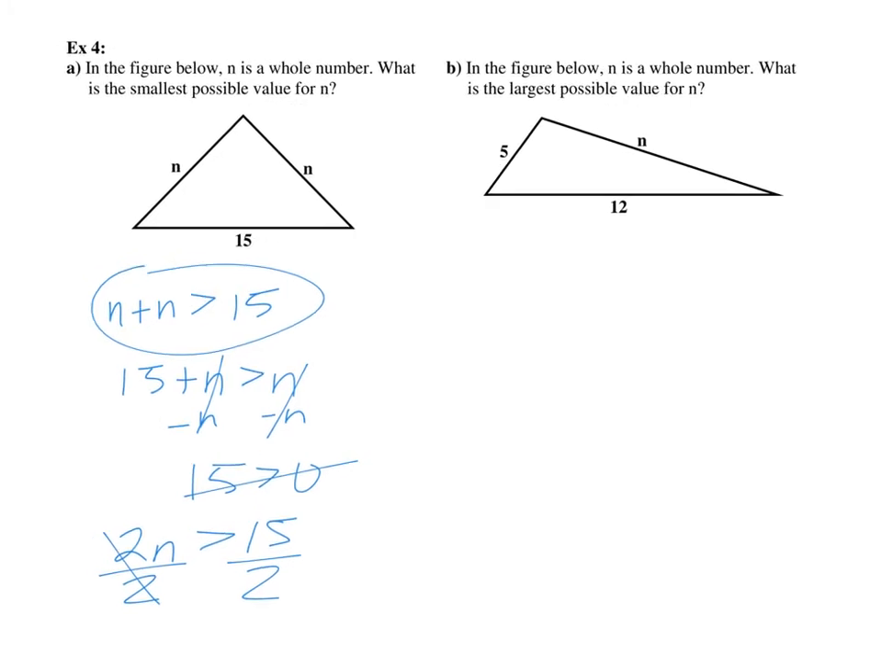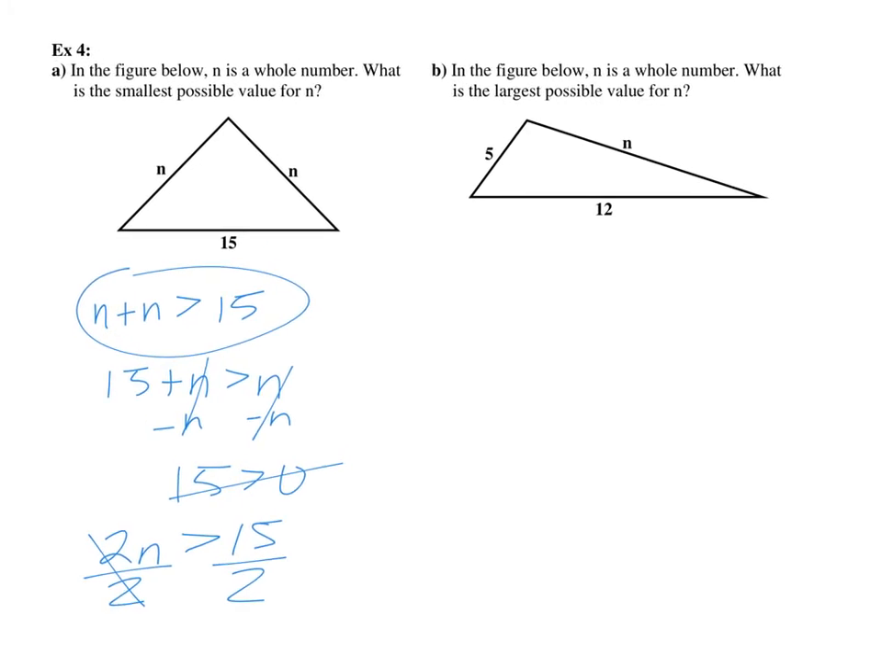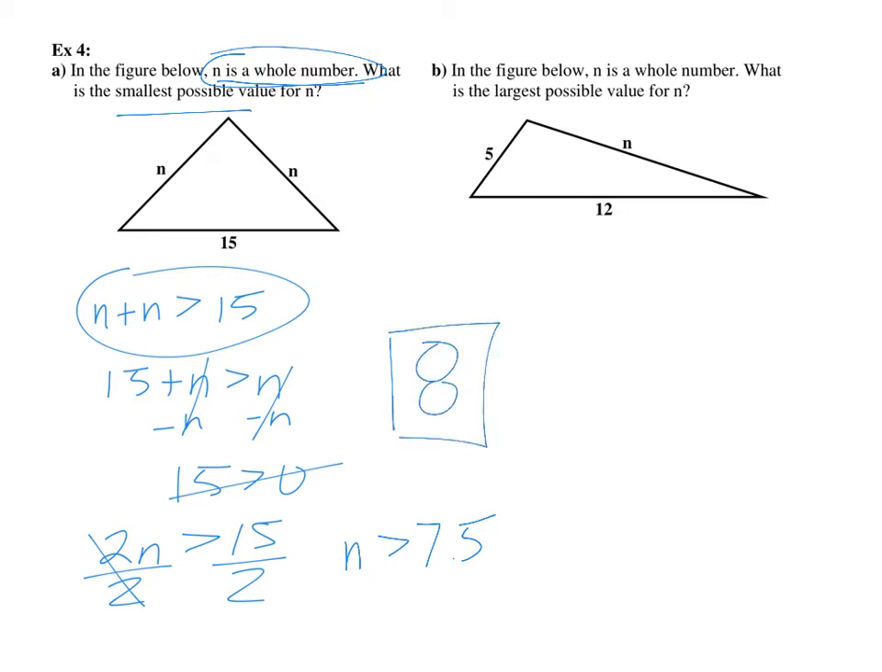All right, and n is greater than 7.5. All right, now let's go back to the problem. It says n is a whole number. So what is the smallest possible value for n? But once again, n has to be a whole number. So if n has to be greater than 7.5 and we're looking for the smallest whole number, then n would be equal to 8. That's the smallest value that n could be because it's a whole number.